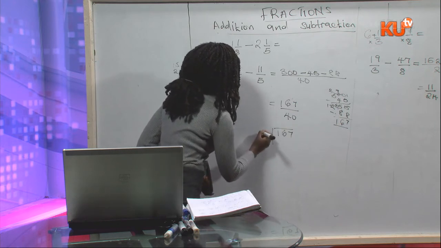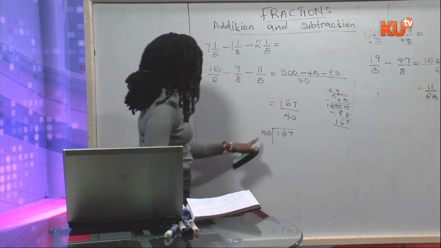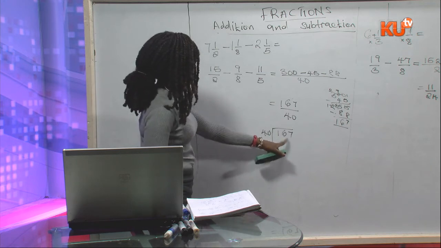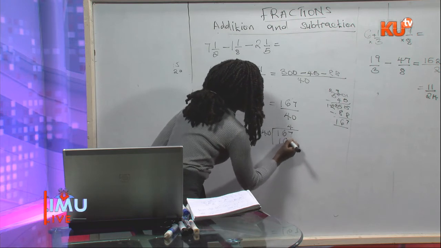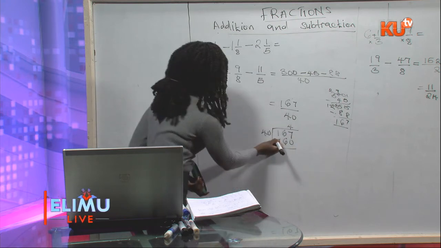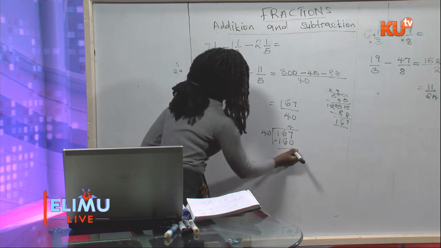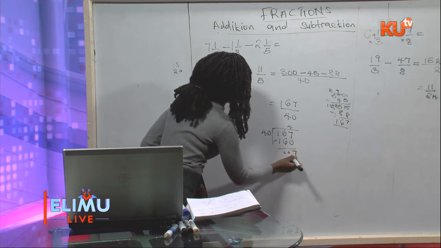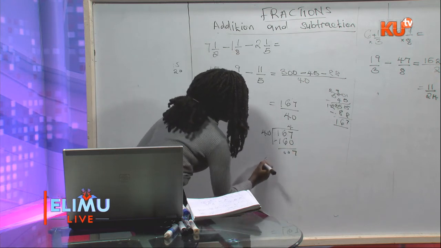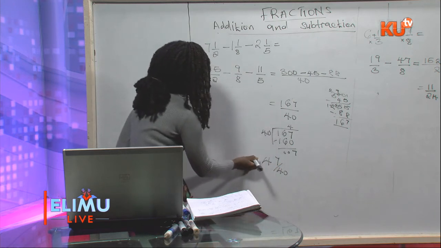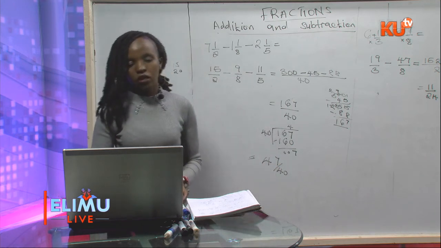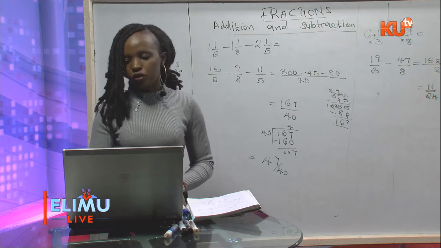167 divided by 40. 40 will go into 167 4 times because of 160. And then we subtract. 7 take away 0 is 7. Then we get zeros. So that is going to be 4 and 7/40. So the answer is 4 and 7/40.